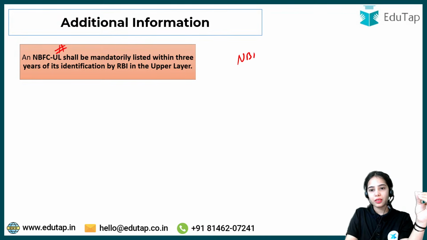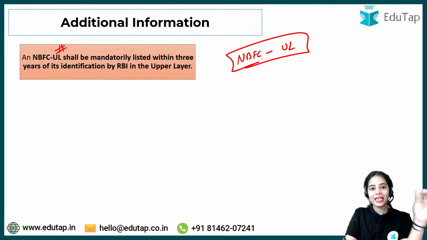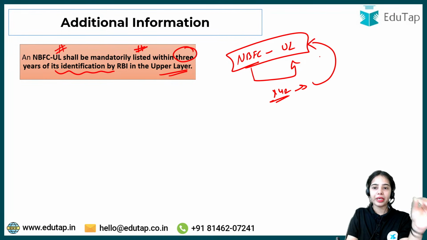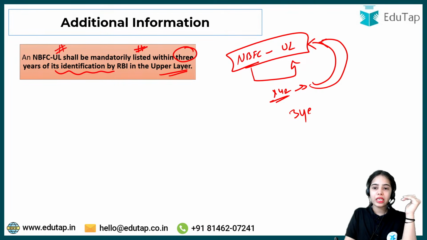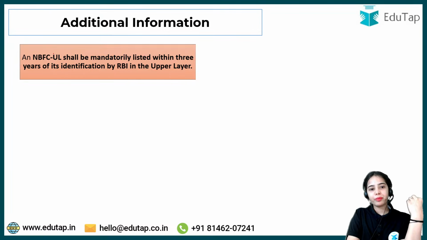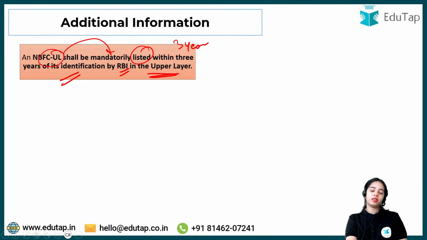Now, if an NBFC is in the upper layer, it shall mandatorily be listed within 3 years of its identification by RBI in the upper layer. So, let's say this XYZ NBFC has been added in the upper layer. Within 3 years, it needs to get listed in the financial market, in the stock market. That is the idea.